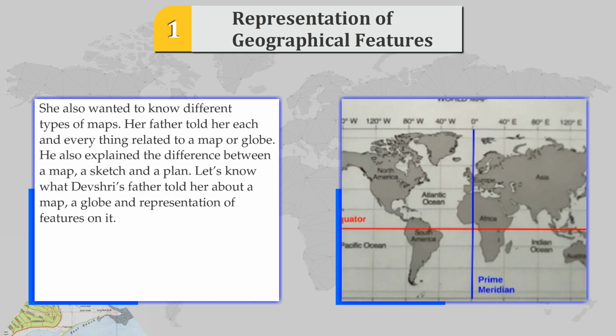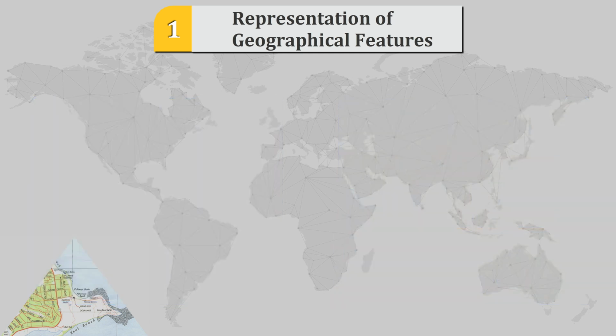Her father told her each and everything related to a map or globe. He also explained the differences between a map, a sketch, and a plan. Let's know what Devshri's father told her about a map, a globe, and representation of features on it.